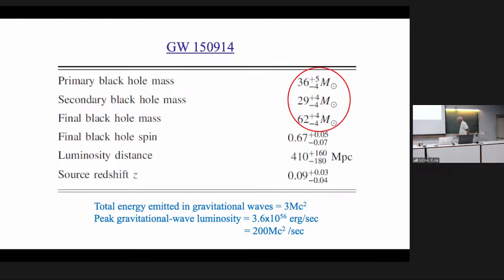If I ask you what is the characteristic luminosity of a quasar, how much is it? You know what a quasar is, right? It's about 10 to the 47. If you've got a bright quasar, it's 10 to the 47. So this is so many times more than the quasar. Of course, it happens over a very short time, as we have seen. It's emitting 200 solar masses per second.